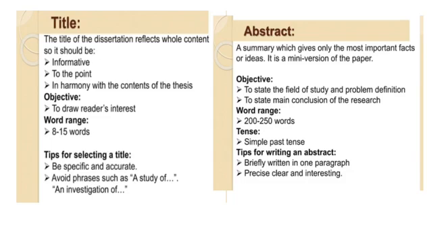Okay, now let's start with the title. The title of the dissertation reflects the whole content, so it should be informative, to the point, in harmony with the content of the thesis. So either I call it a dissertation, I call it a thesis or a project. So we're using them interchangeably. So what's the objective? The title is meant to draw the reader's interest. That is the aim for choosing your title.